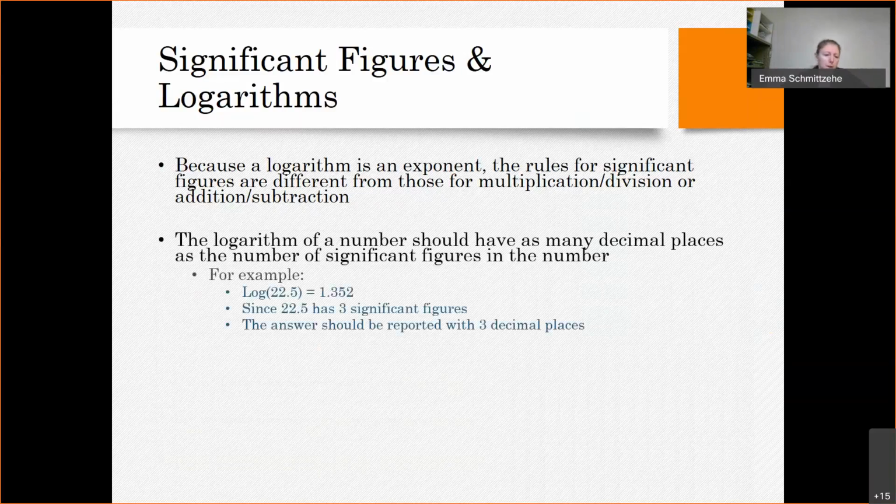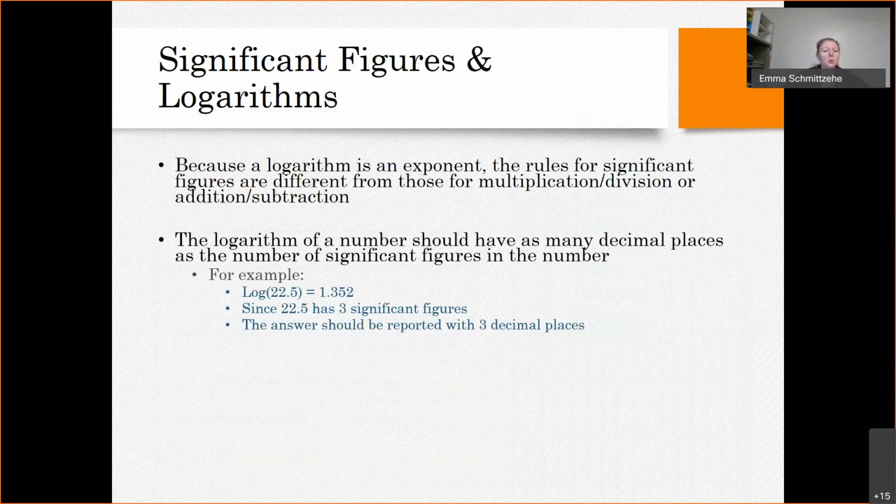But basically, when you take the logarithm of some value, the result should be reported to the same number of decimals as the starting number of sig figs. So this is really obscure compared to the rest of them. It seems very odd that we're linking the number of sig figs to decimals.